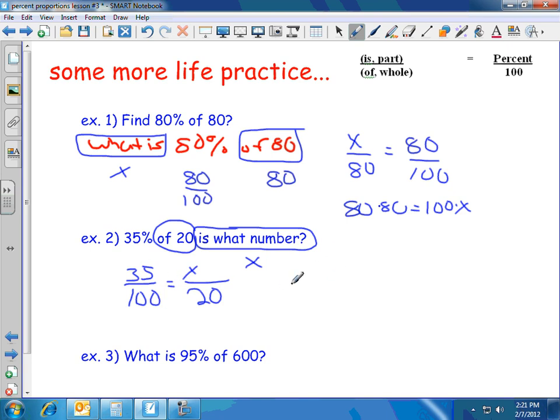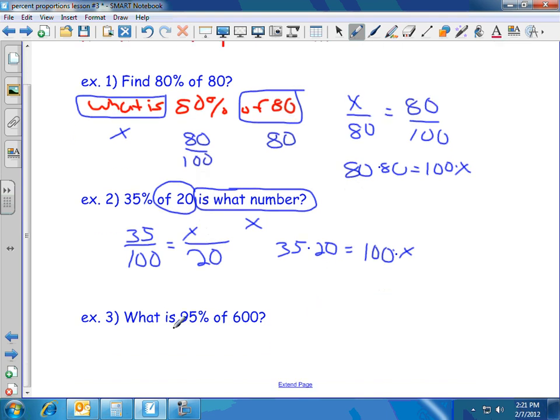Again, set up your cross products. So 35 times 20 equals the second cross product, which is 100 times x. And again, simplify this out and then solve for x as if it was a one-step equation. The third problem says, what is 95% of 600?